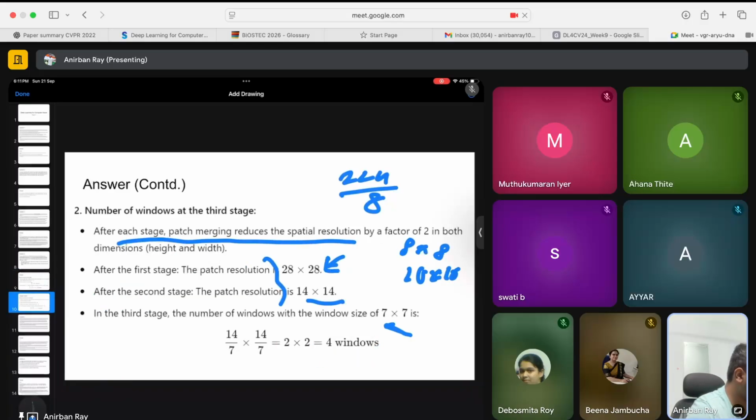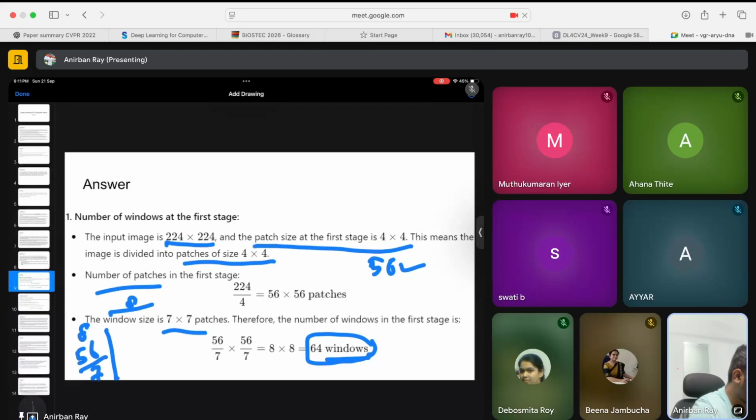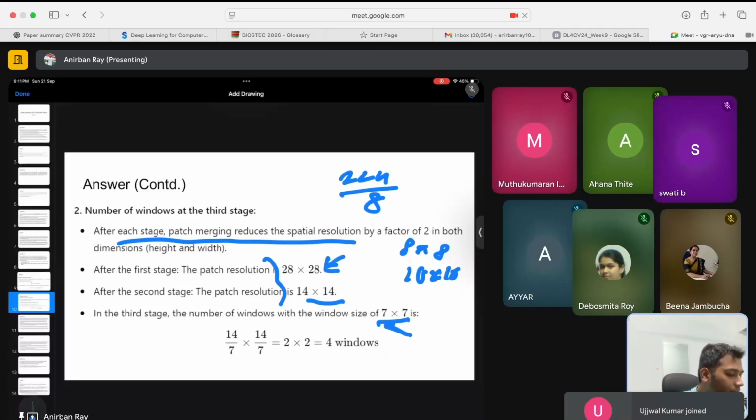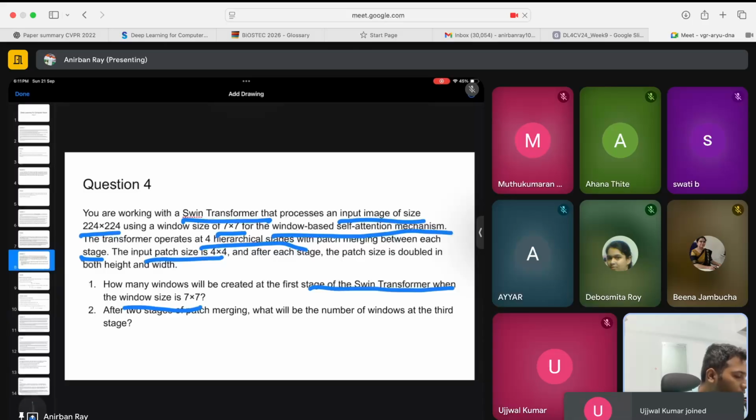So the number of patches becomes 7 cross 7. That's correct. Okay. Now, after the second stage has been done, you enter the third stage actually.